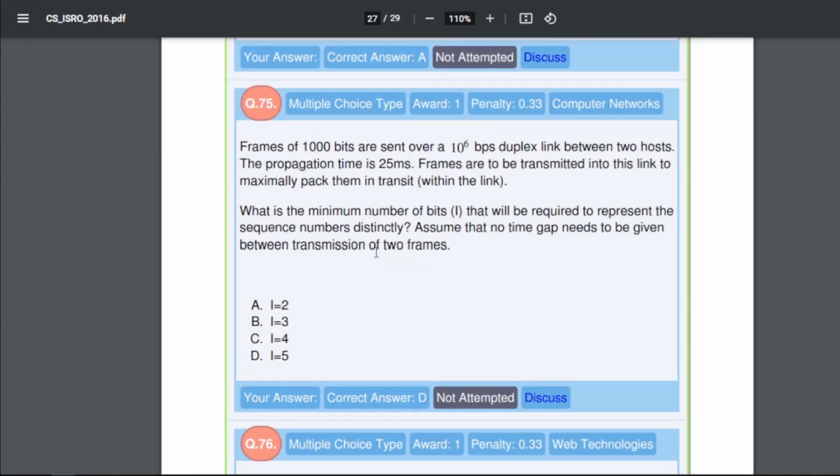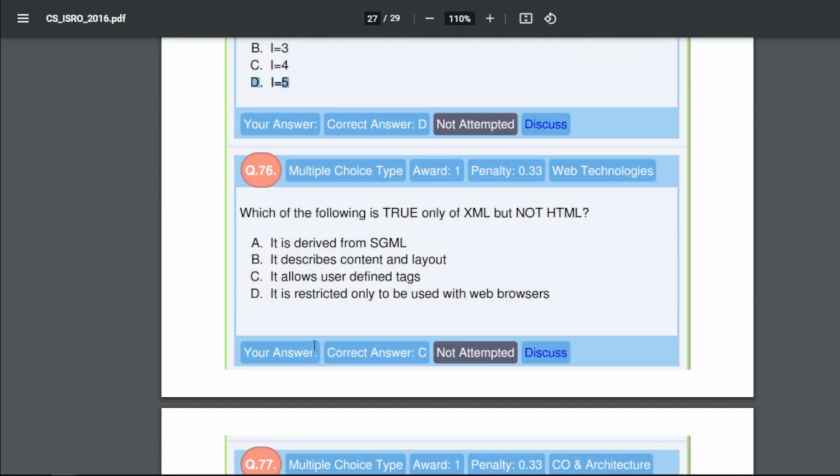Question 75: frames of 1000 bits are sent over a 10 to the power 6 bps duplex link between two hosts. The propagation time is 25 milliseconds. Frames are to be transmitted into this link to maximally pack them in transit within the link. What is the minimum number of bits that will be required to represent the sequence number distinctly, assuming no time gap needs to be given between transmission of two frames? For 75, our answer will be D, that is I equals 5.